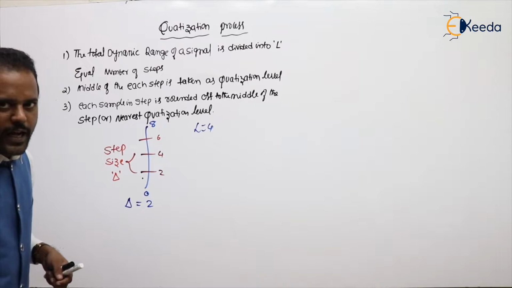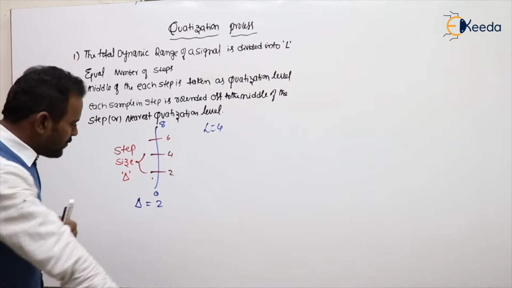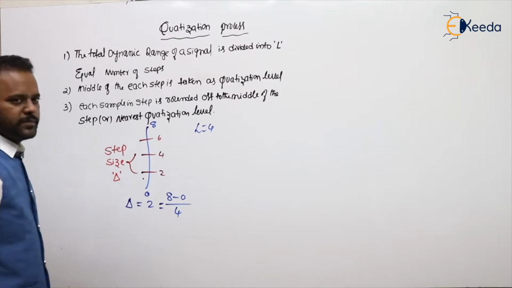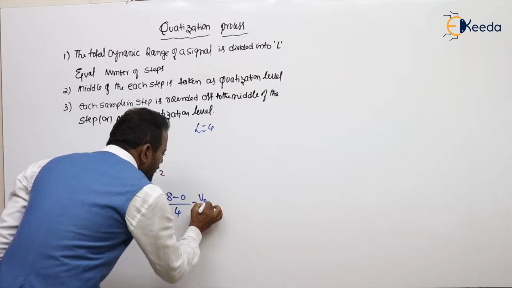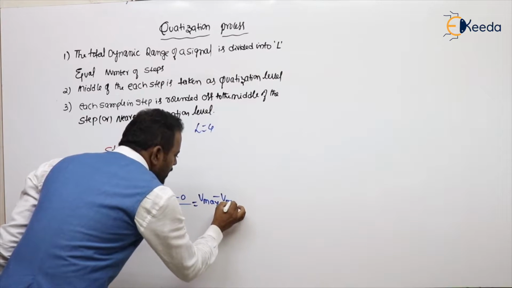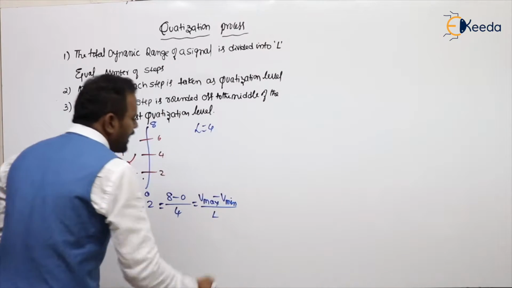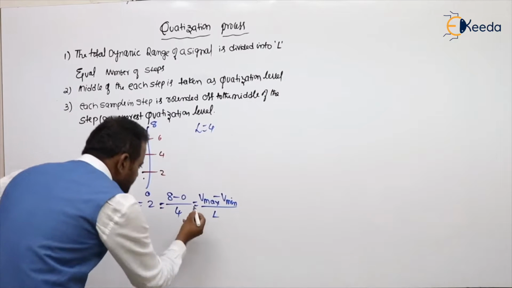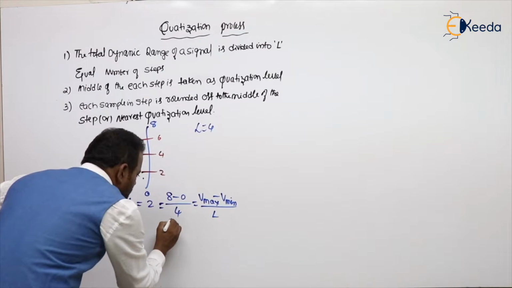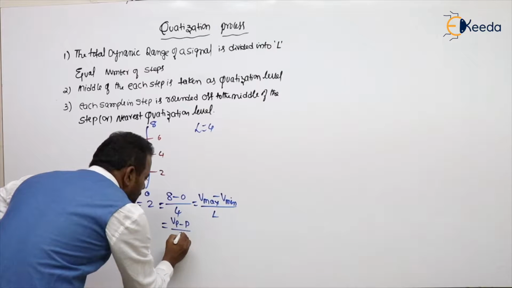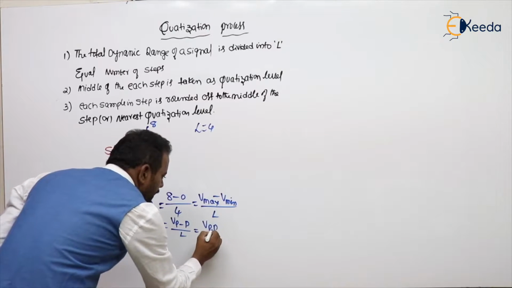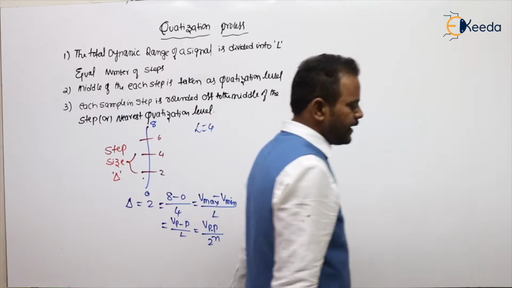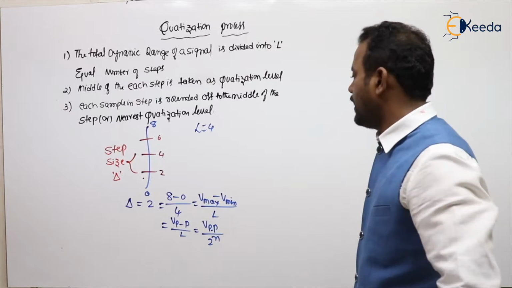How did you get 2? Can you explain to me? Yes, 8 minus 0 by 4. What is 8? V max. What is 0? V minimum. 4 means L. So delta is V max minus V minimum by L. I can also write V max minus V minimum as V peak to peak by L, or V peak to peak by L means V peak to peak by 2 power N also. That is one set of formulas for delta.